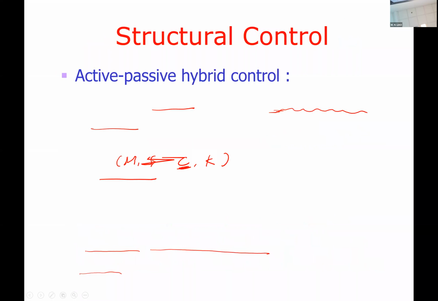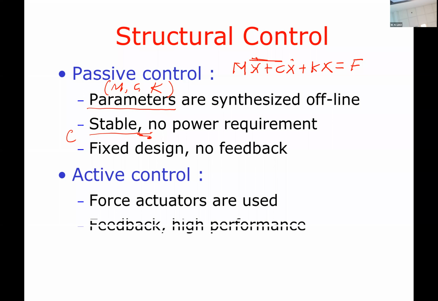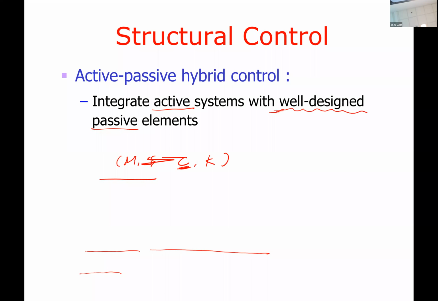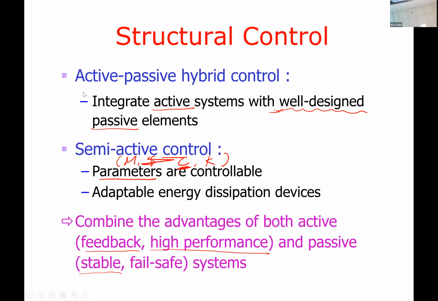Now, as a summary for all the methods here, back to this one, semi-active, right? So the purpose of both methods shown on this slide, either the active-passive hybrid or semi-active control, is to combine the advantages from both active and passive. So in general, that means high performance can be obtained, the system is still stable and fail-safe, and we are also able to have a lower power requirement.